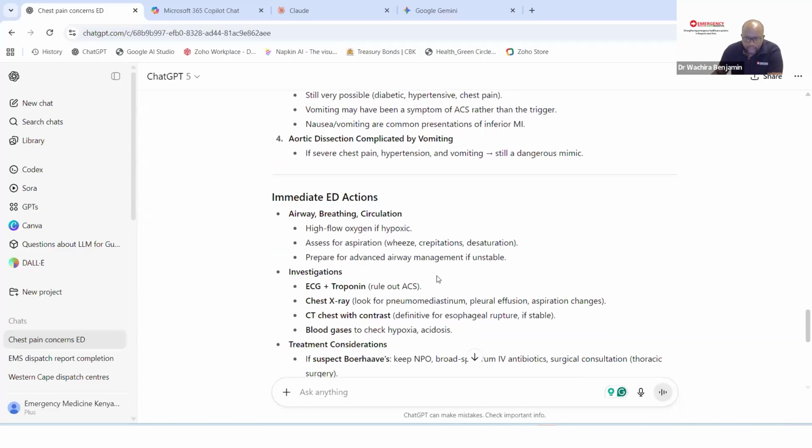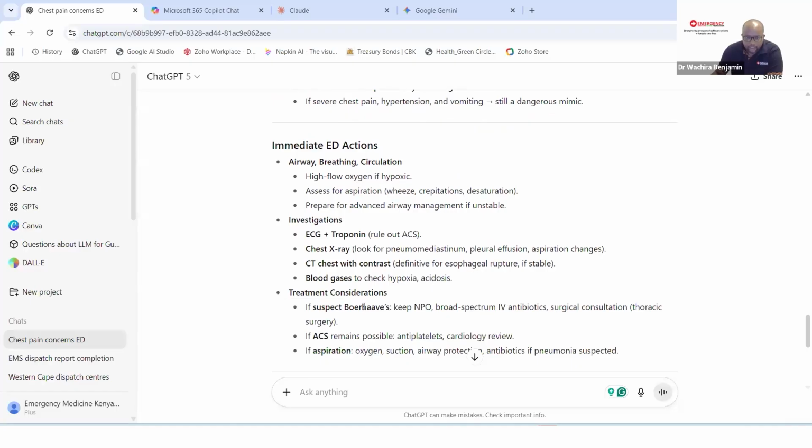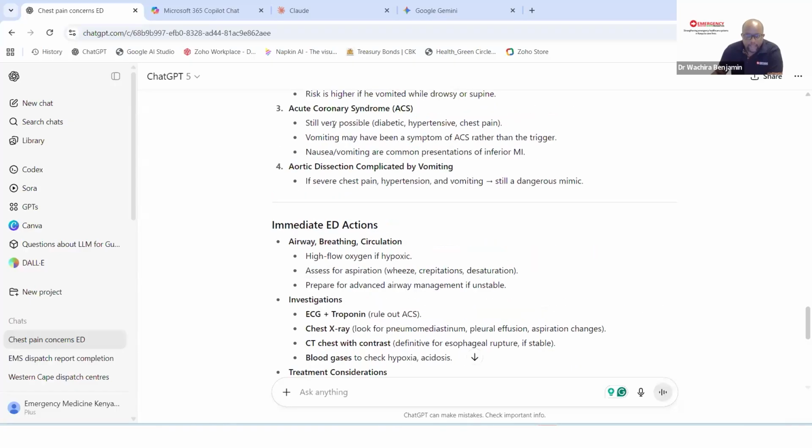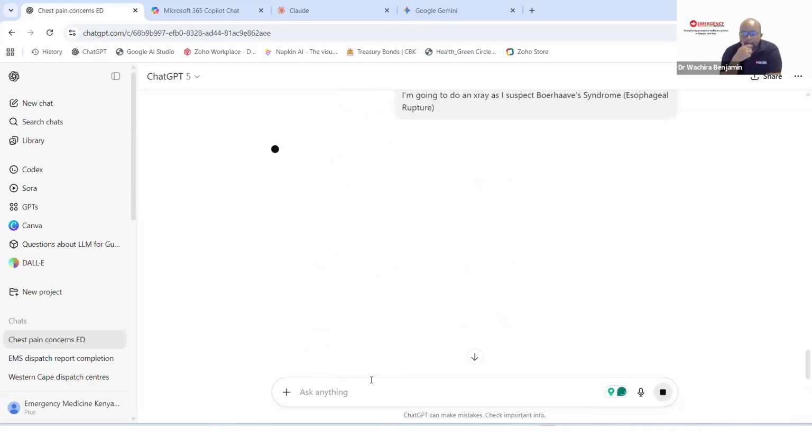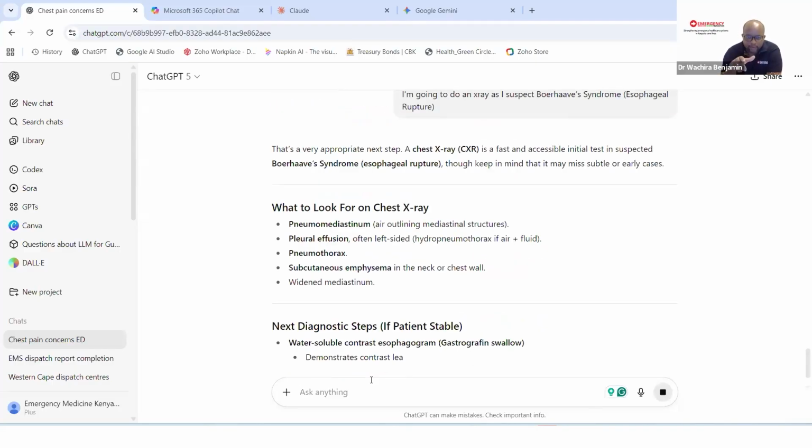So now my question here is, if you suspect Boerhaave's, so I'm going to do an X-ray. So let me see, what should I find? I'm going to do an X-ray as I suspect Boerhaave syndrome. Let's see what it says. So what to look out for on the X-ray?